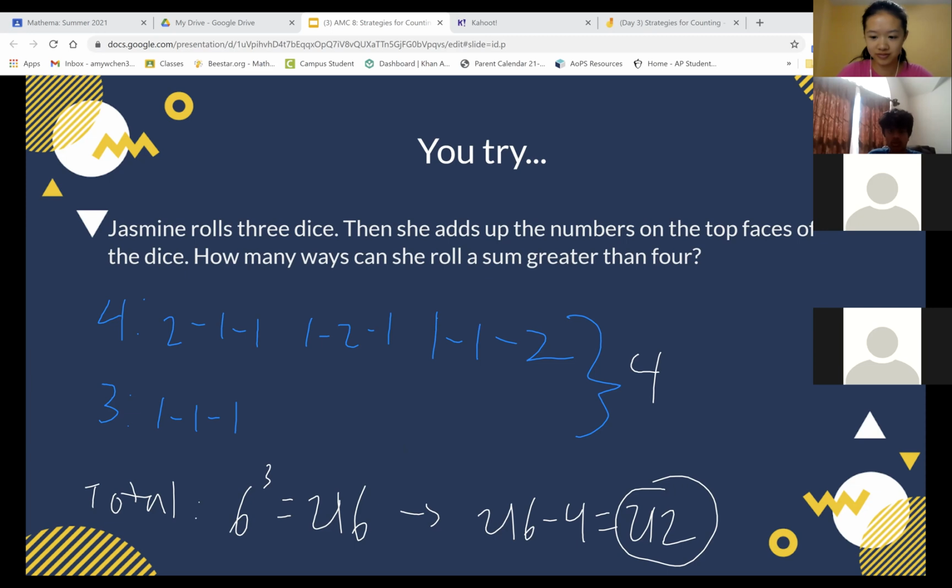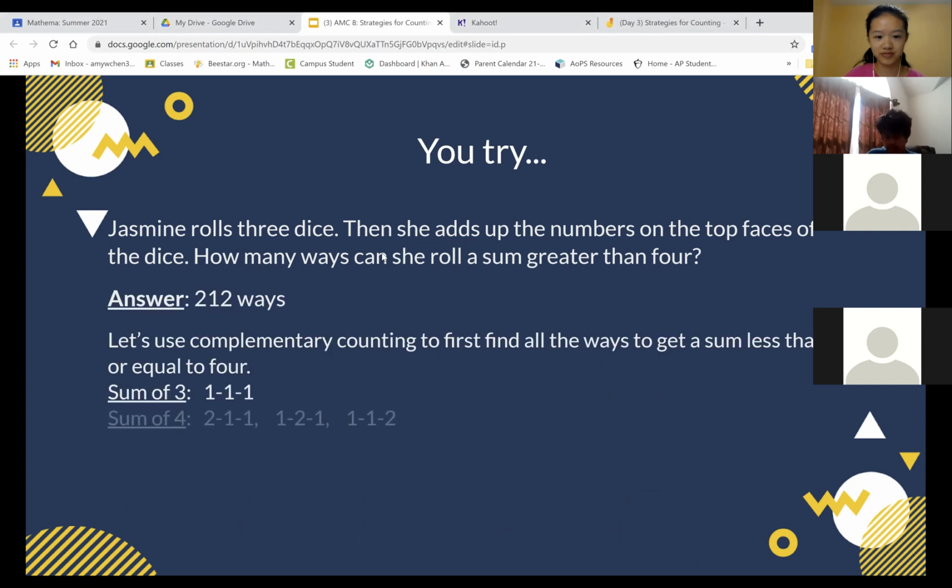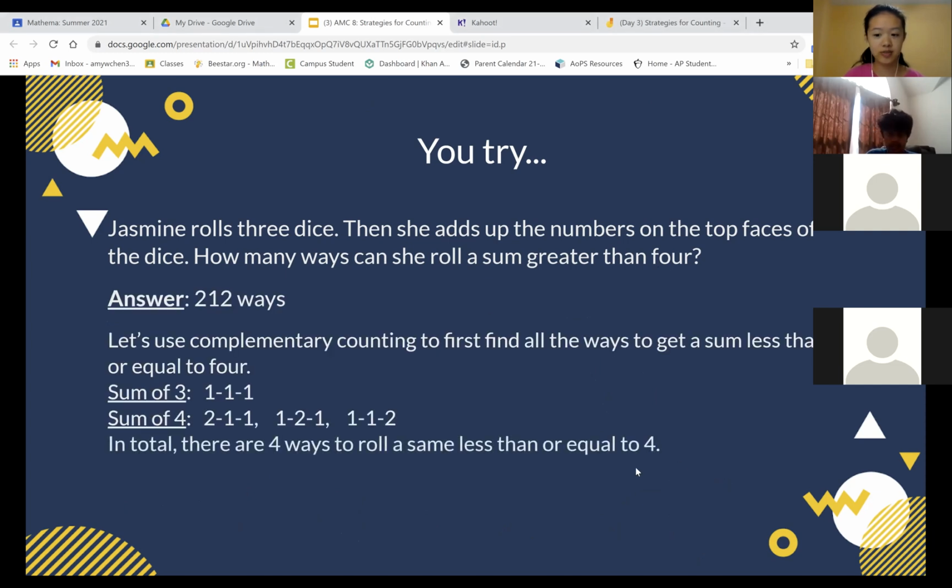And wait, why are there 216 ways? Think about it. There's 6 ways I can get any number on the first die, right? Because there were six total numbers on the die. So 6 cubed is 216. Yeah, everything relates back to the fundamental counting principle with counting and probability. You understand? Yeah, okay, cool. All right, guys. Not 3 cubed, it's 6 cubed.